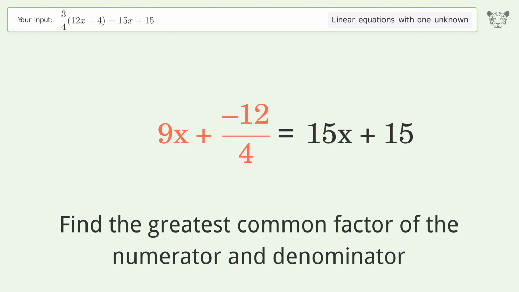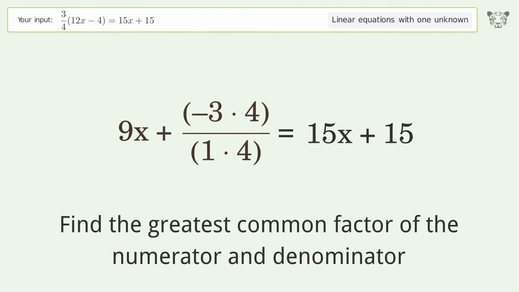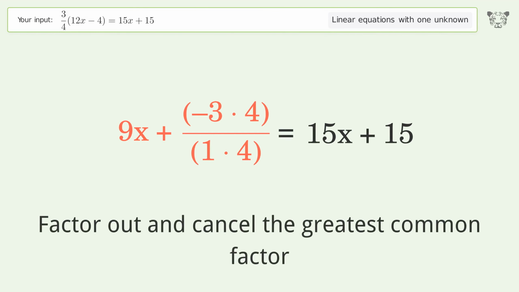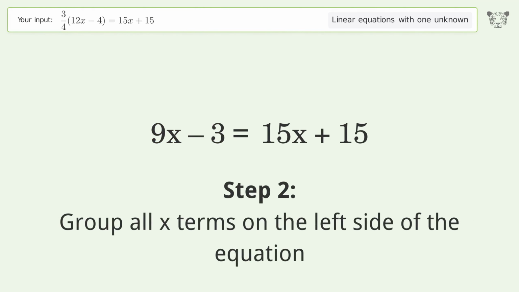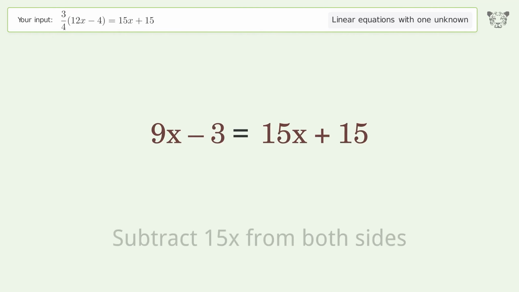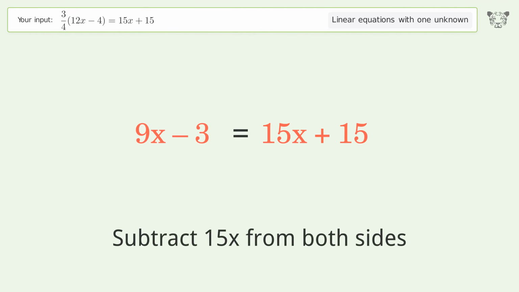Find the greatest common factor of the numerator and denominator. Factor out and cancel the greatest common factor. Group all x terms on the left side of the equation. Subtract 15x from both sides.